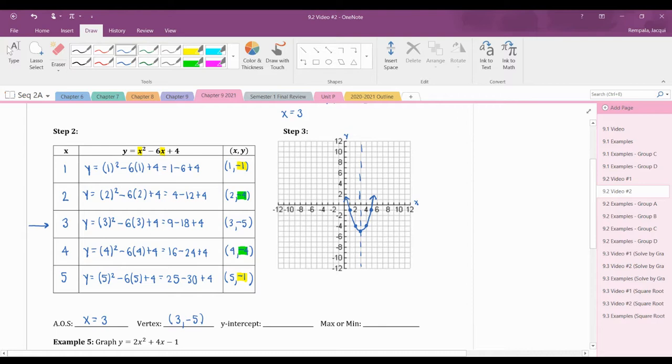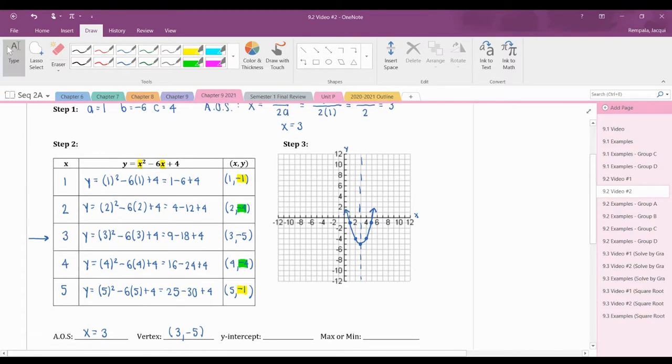As far as my y-intercept, notice that I don't see it in the graph touching the y-axis, and I also don't see it on my table. But remember, your y-intercept is always 0, c.